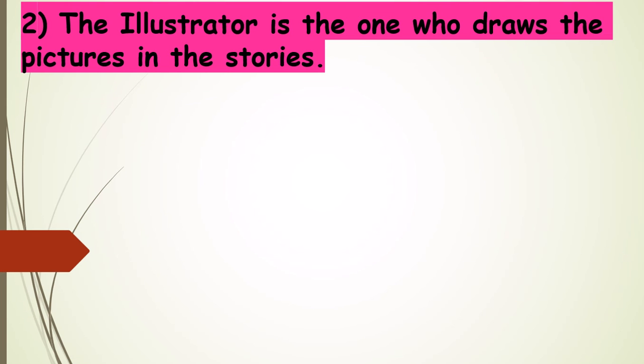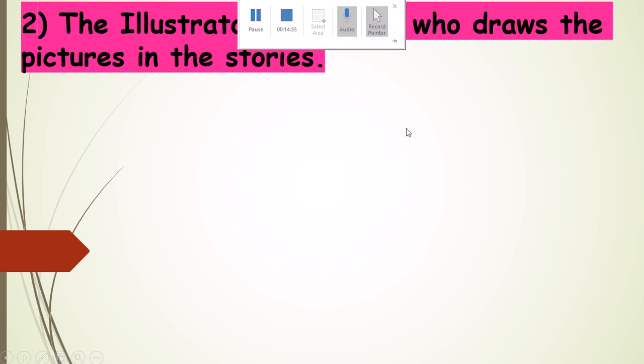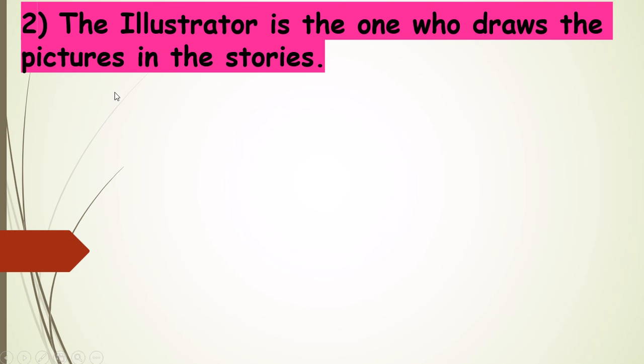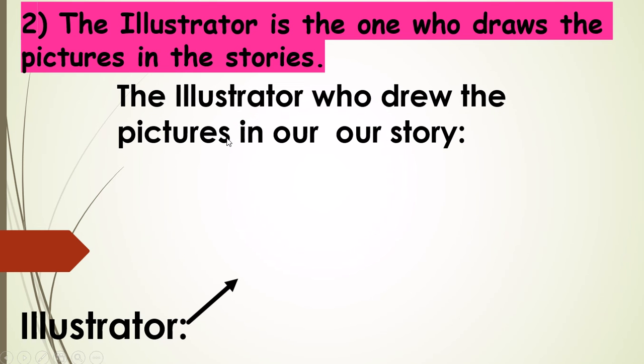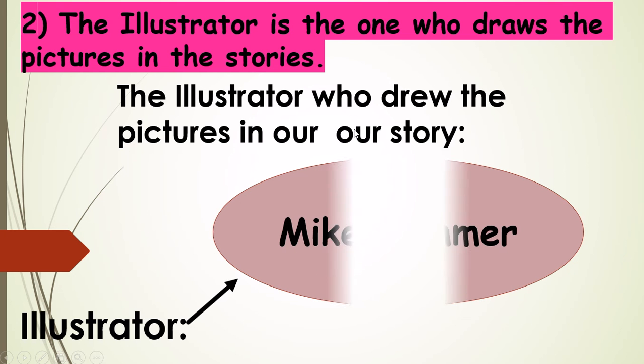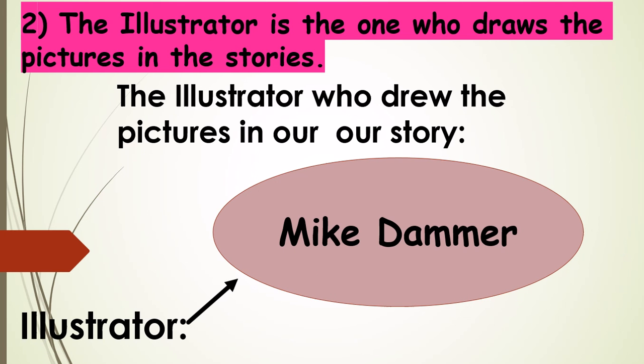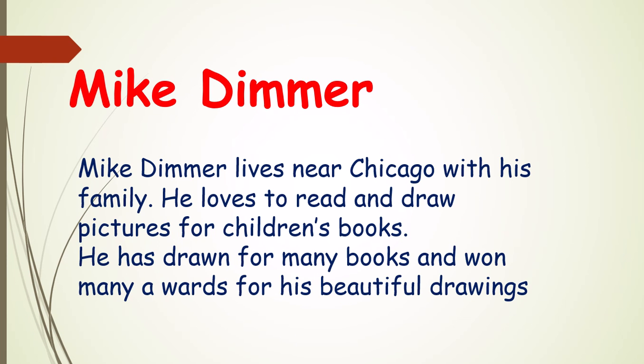Let's go to find the illustrator. The illustrator, as we said before, is the one who draws the pictures in the stories. Who is this? The illustrator. Let's see, who is the illustrator who drew the pictures in our story? Yes, Mike Dummer. The name of the illustrator is Mike Dummer. Let's see some information about Mike Dummer.